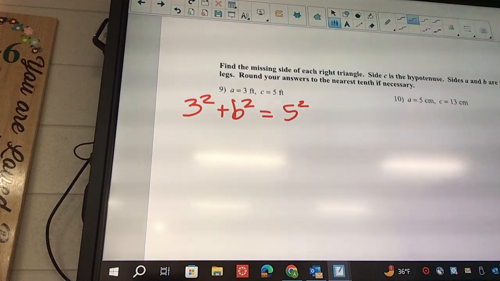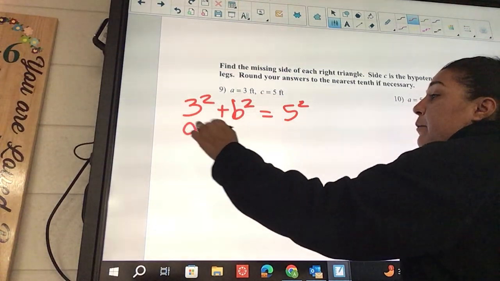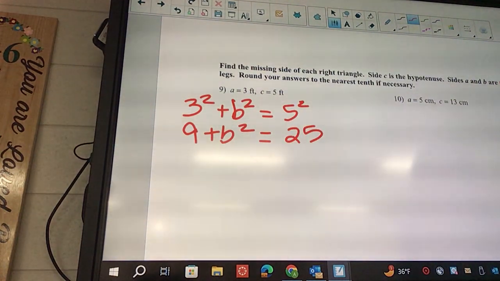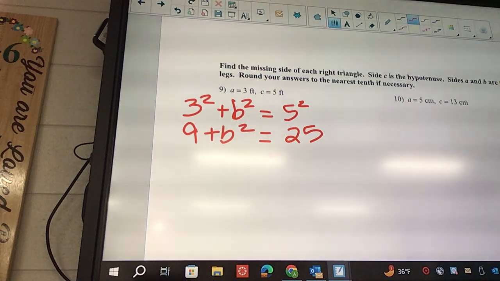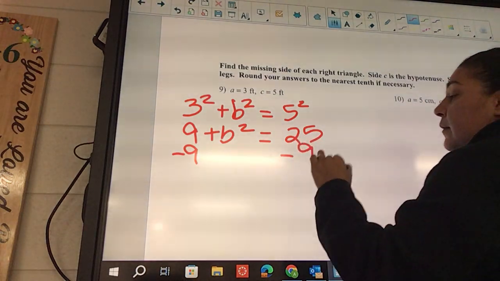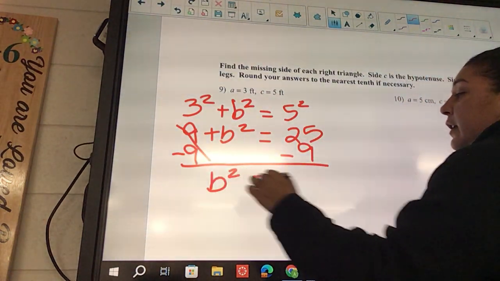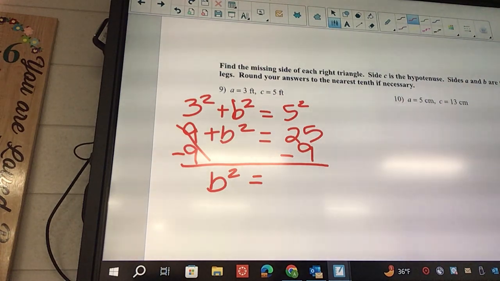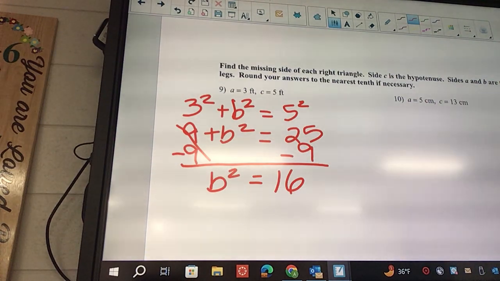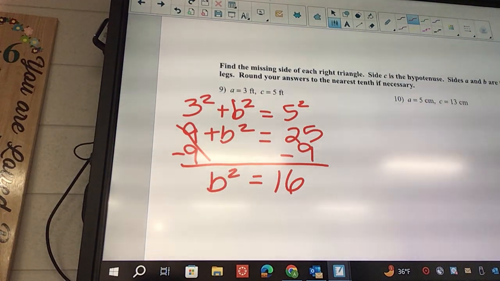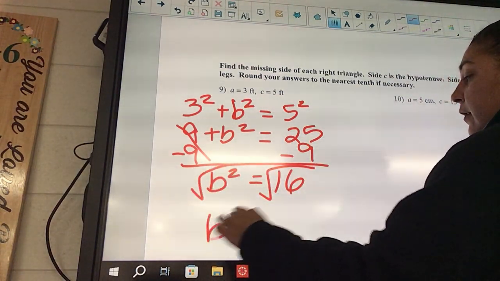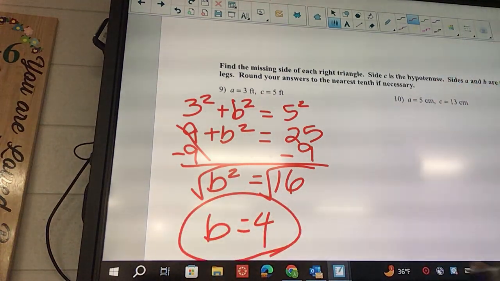Okay, what is 3 squared? 9. So you're going to get 9 plus B squared. What is 5 squared? 25. Okay, and then what? Subtract 9 from both sides. So I'm getting B squared equals, what is 25 minus 9? 16. Okay, and then what needs to happen? Square root both sides. And what is the square root of 16? 4. Okay, so we found our B.